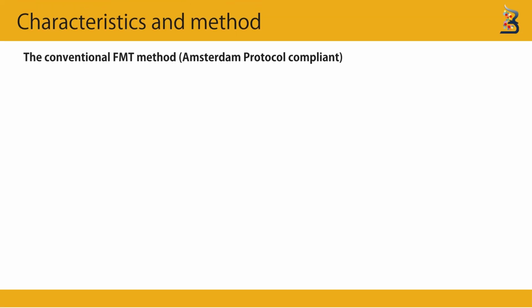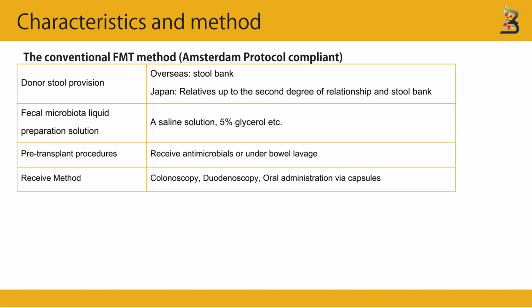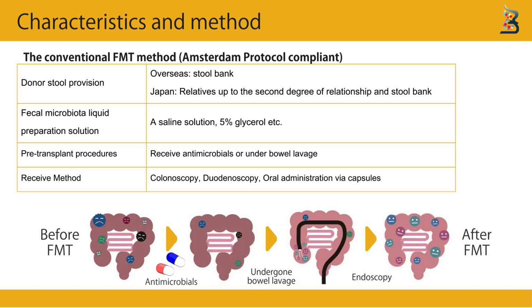The characteristics of the conventional FMT method are shown in this table. A fecal microbiota fluid, or its capsule preparation, is prepared by processing stool from a donor bank or a close relative with a saline solution. This is administered to patients via colonoscopy or orally, after they have received antimicrobials for multiple days or undergone bowel lavage. The new FMT method developed by Symbiosis Company is performed differently from the conventional methods.